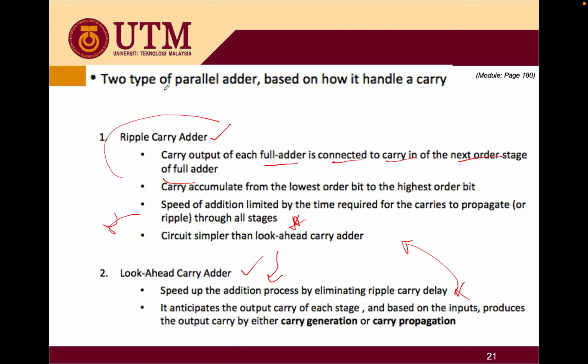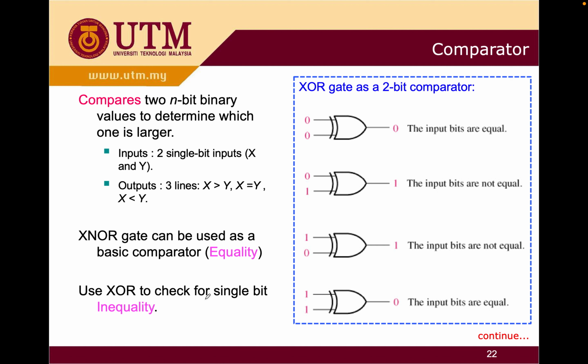Done with our adder. Now we move to another subtopic, the comparator. Here we can see it compares n-bit values, whether it is 2 bit, 3 bits, or 4 bit, but you're going to compare between two.